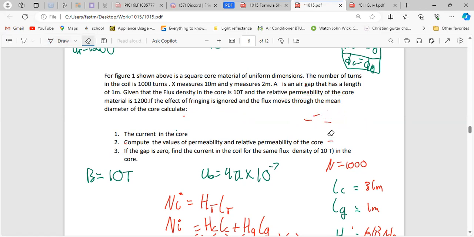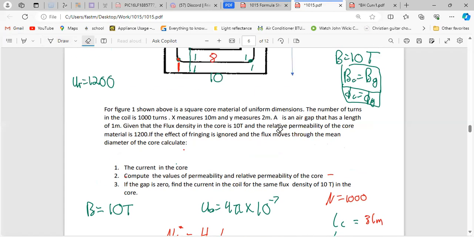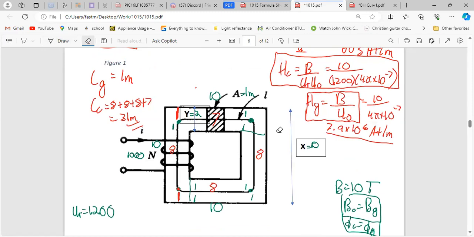And the last piece now, they said every air gap is zero, meaning there's no air gap. Find the current in the coil for the same flux density of 10 in the port. So basically what they're trying to say is, ten omega. You could do this in two ways, right?